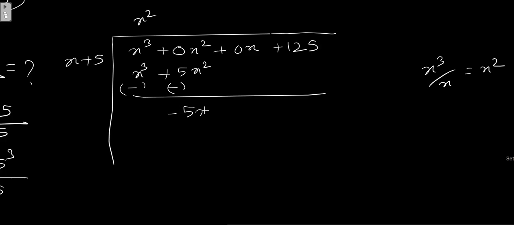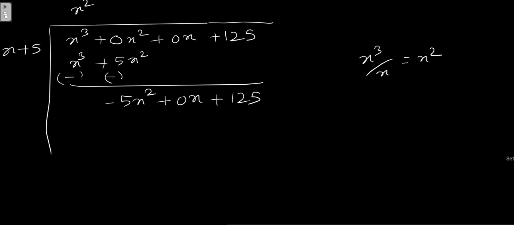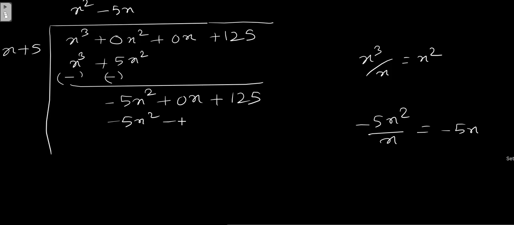x cube. Then you will get 0 and minus 5x square and 0x plus 125. So now I'll move on to the next thing. 5 minus 5x square divided by this x will give us minus 5x. Just put minus 5x here and multiply with this. So minus 5x square, and then 5 5s are 25x, minus 25x.